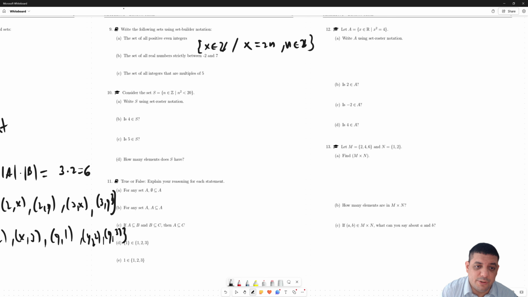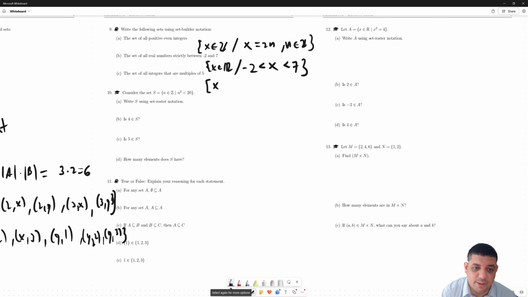The set of all the real numbers strictly between -2 and 7. So I can call the x that belong to R, real numbers. And they are between -2 and 7, strictly. So I should not put the equal sign here. So strictly here. The set of all integers that are multiples of 5.